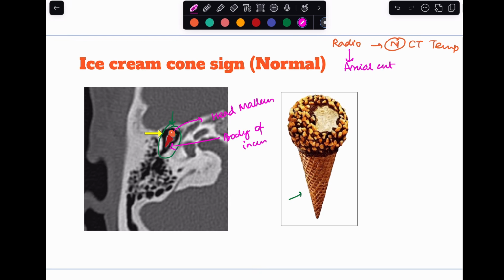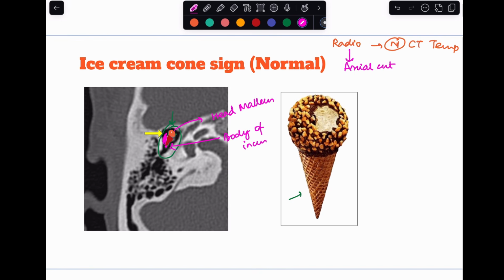Now, this is basically an axial cut that has been taken through the epitympanum, and the head of the malleus is appearing like this ball-like structure, and the cone is formed by the body of the incus. The typical tapering conical point that we're seeing over here is formed by the short process, which is pointing towards the aditus ad antrum. And the lateral epitympanic space, we all know, the Prussak space, is located laterally to the malleus and incus over here. So this is about the normal ice cream cone sign that we see in a normal temporal bone.